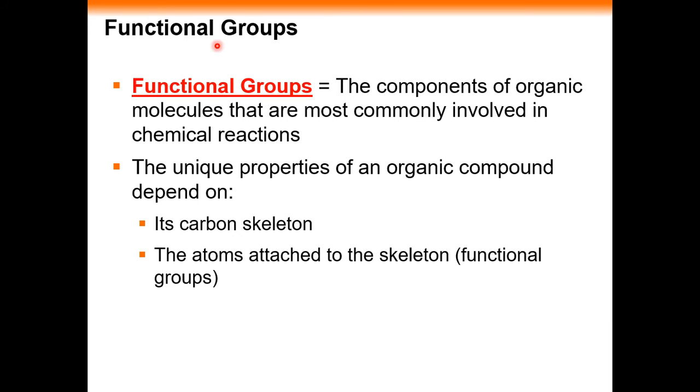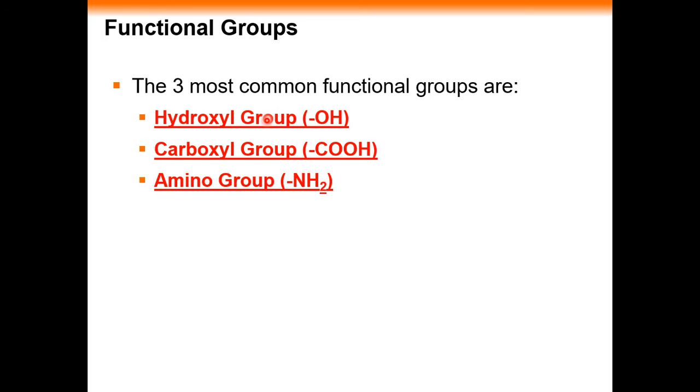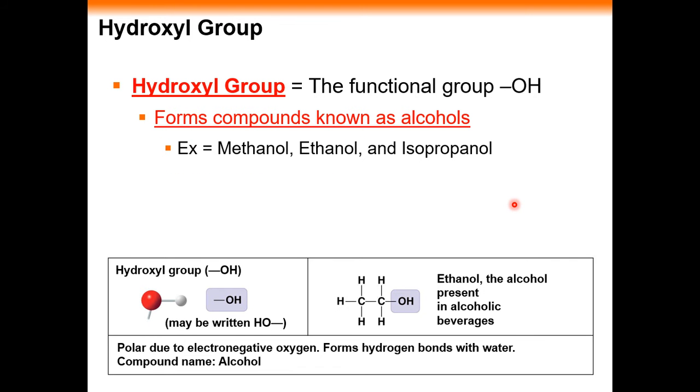Also, there's something known as a functional group, and these are important. Functional groups are the really important components of organic molecules. These are the ones involved in chemical reactions. So the way that an organic compound behaves depends on the carbon skeleton and the different atoms attached, like the functional groups. So this is really important. We have 3 really important, the most common in my opinion, functional groups, so you need to know these. There's a hydroxyl group, a carboxyl group, and an amino group. And we'll go through all 3 of these, but you should know these.